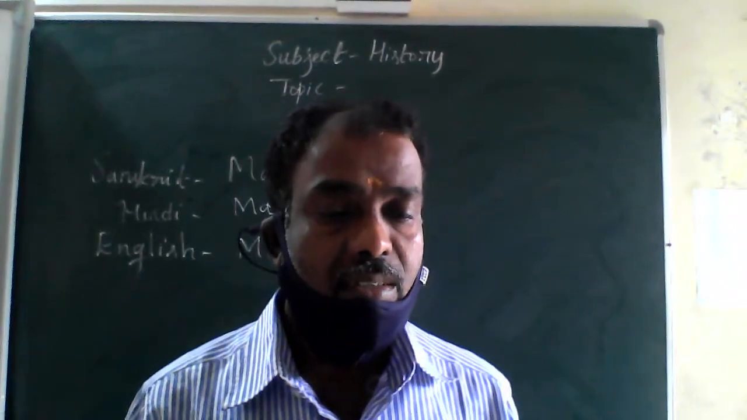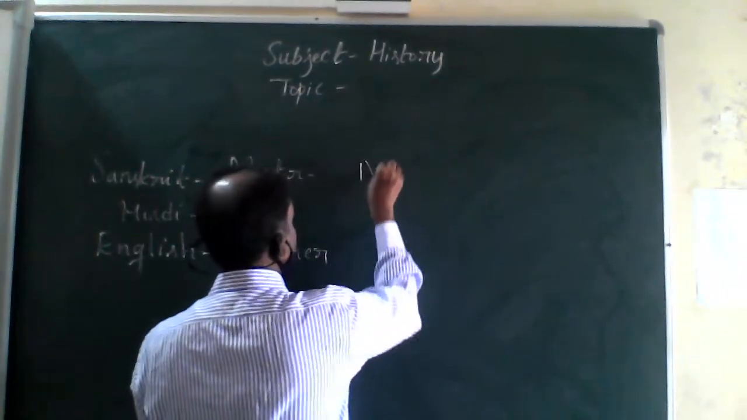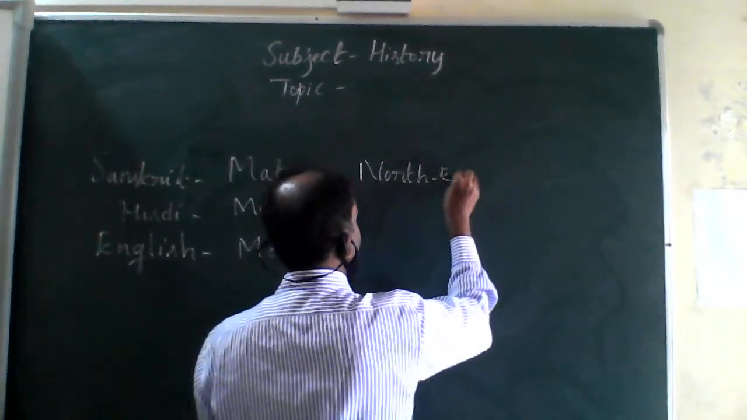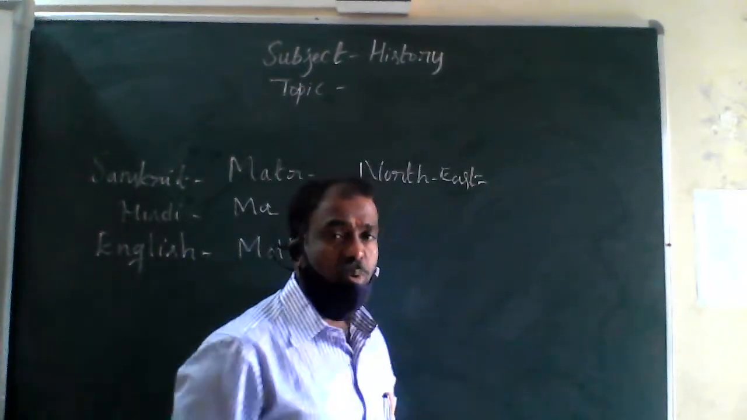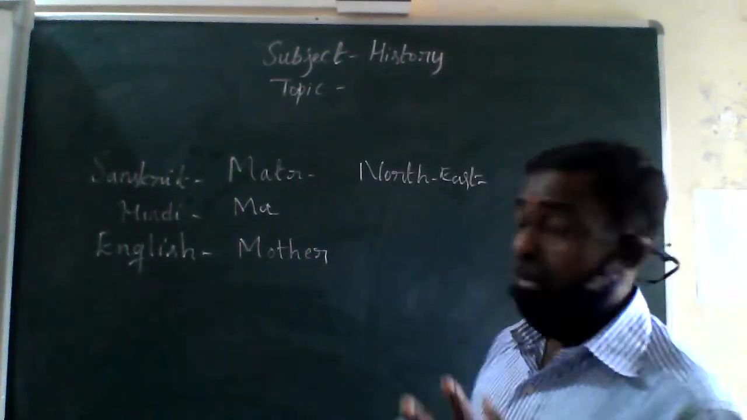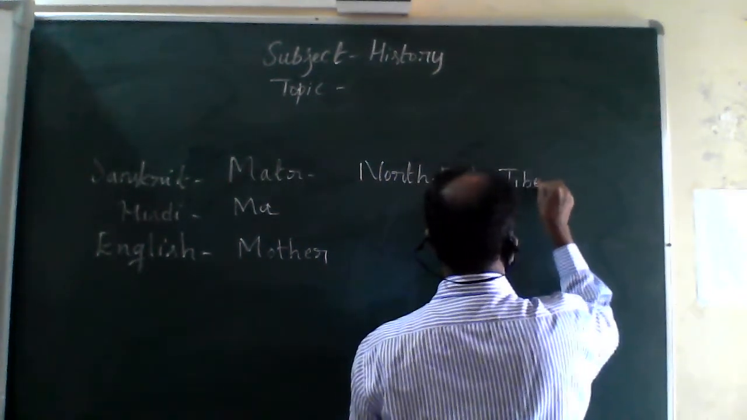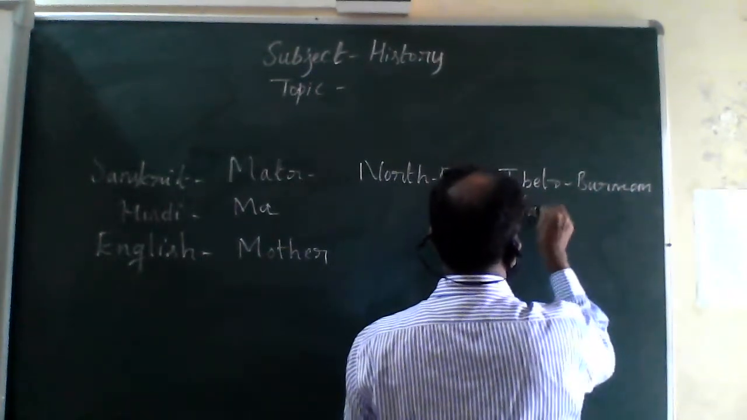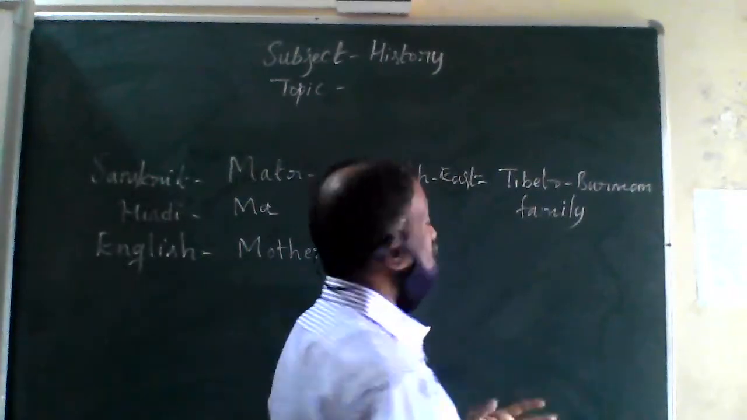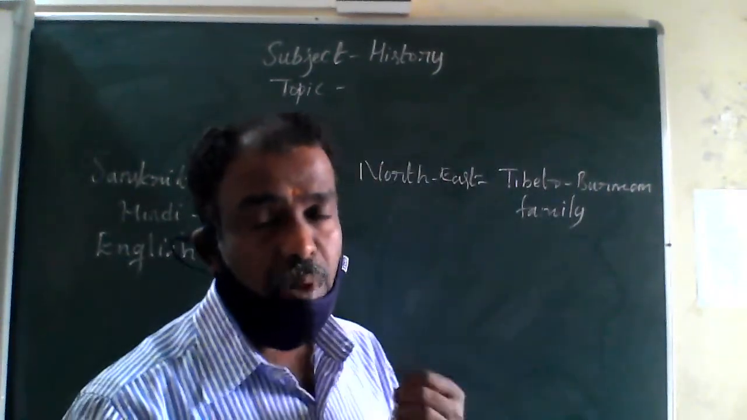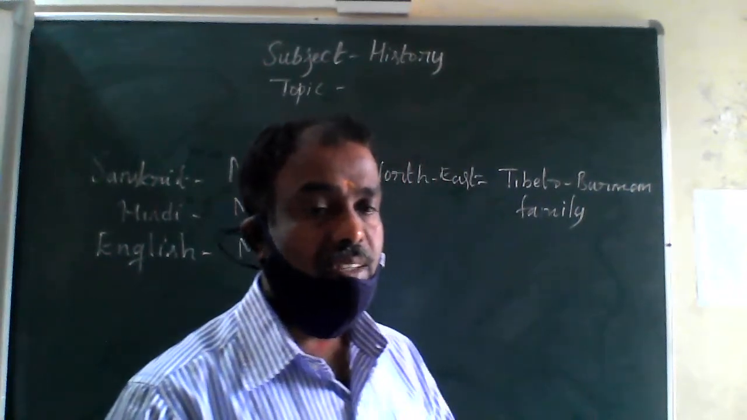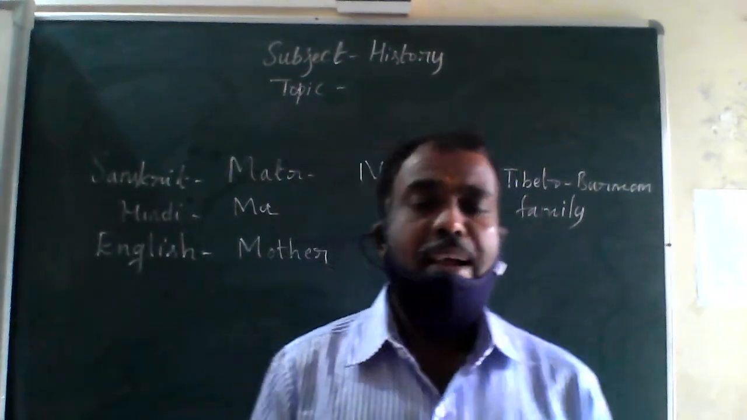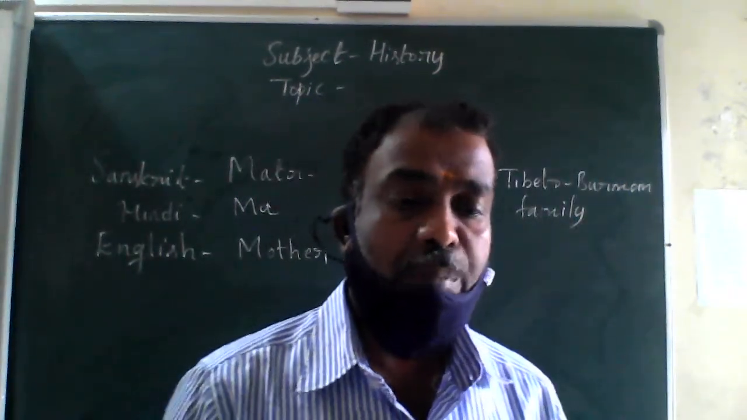So the northeast languages belong to the Tibeto-Burman family. Then some of the southern states use, for example, Tamil, Telugu, and even Kannada and Malayalam. So Tamil, Telugu, Kannada, Malayalam.